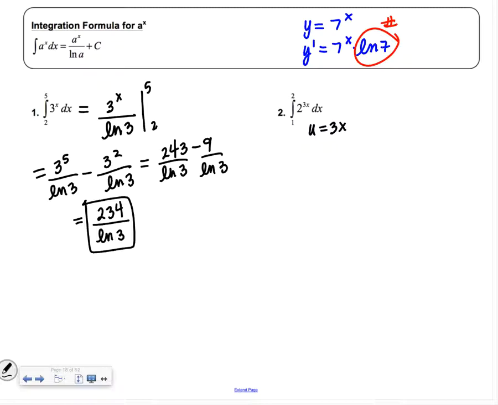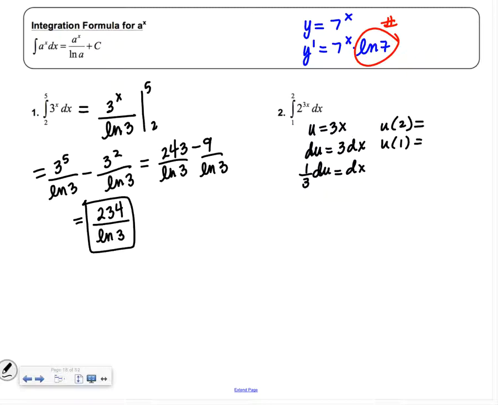So u is equal to 3x. du is equal to 3 dx. So we gain a 1/3. Now, some of you guys might have been able to do this without doing the U-substitution. That's fine. You would have 2 to the 3x over natural log of 2 times a 1/3. All right, but I'm going to do the U-substitution.